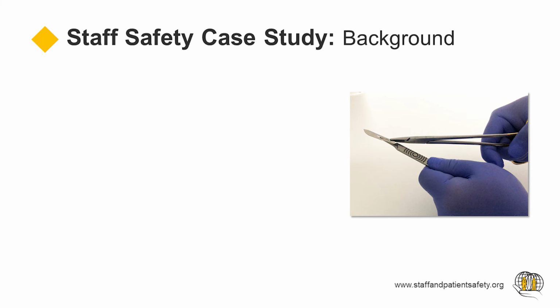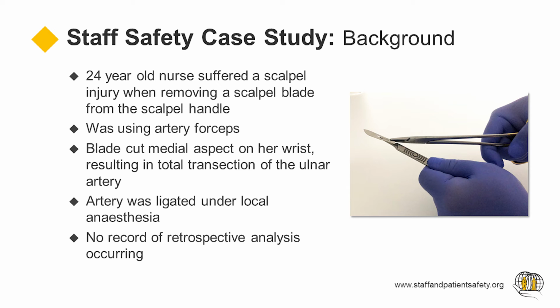A 24-year-old female nurse had a penetrating injury to her right wrist while she was disconnecting the blade from its holder. She was holding the scalpel handle by her left hand, trying to disconnect it by an artery forceps with the right hand when the blade slipped and penetrated the medial aspect of her right wrist. This resulted in severe pain and pulsatile bleeding. Immediately under local anesthesia, the artery was ligated. Scalpels are second only to suture needles for a likelihood of a sharp injury in the operating theatre.